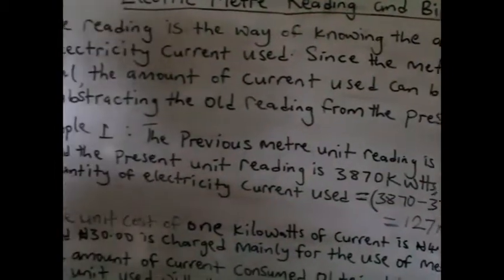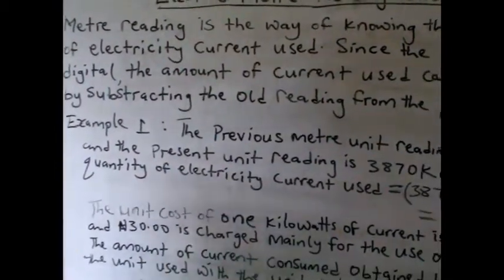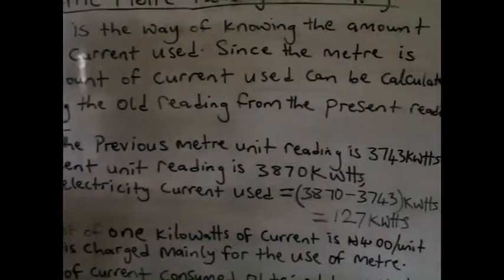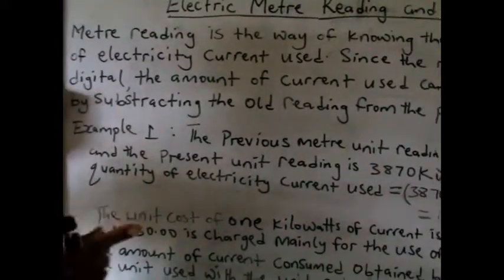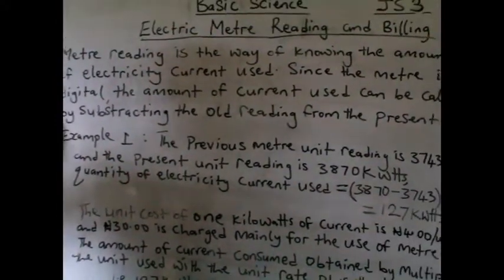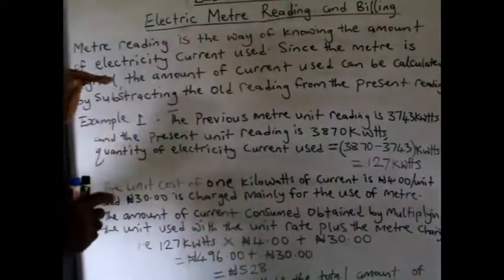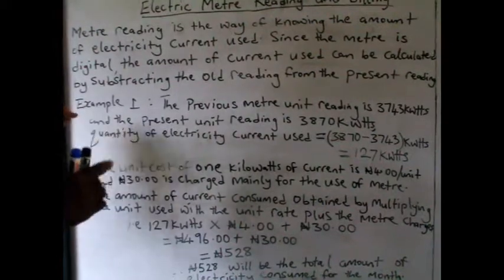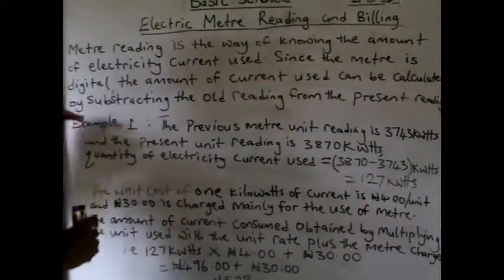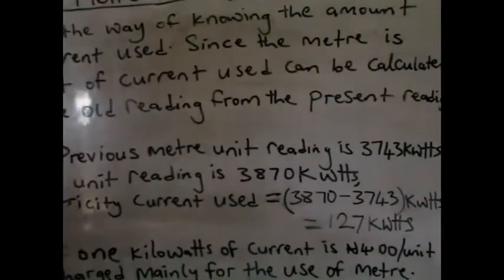And when they know that, there is a particular calculation that will be made, and then you know what to pay. Since the meter is digital, it works on its own. You don't go there and turn it. That makes it digital. The amount of current used can be calculated. And how do we calculate that amount of current? By subtracting the old reading from the present reading.